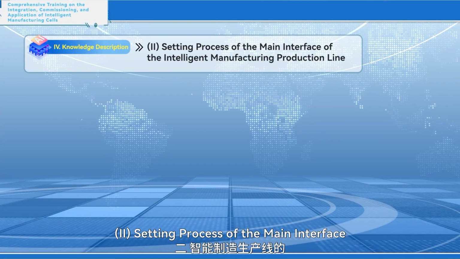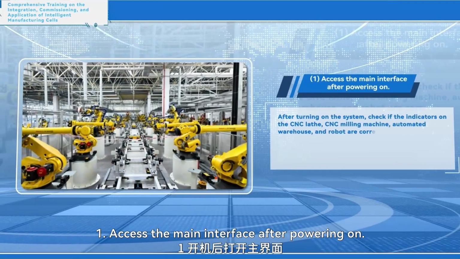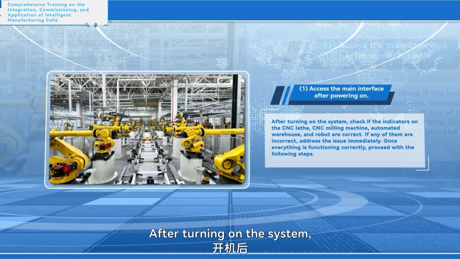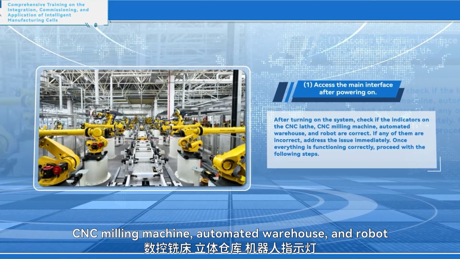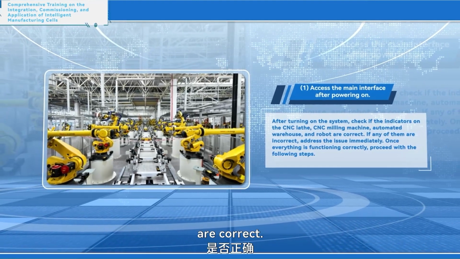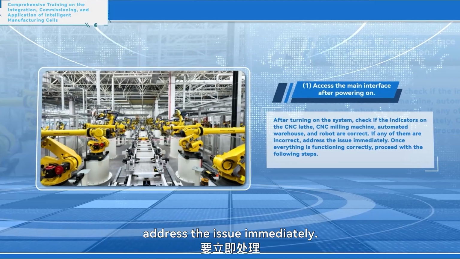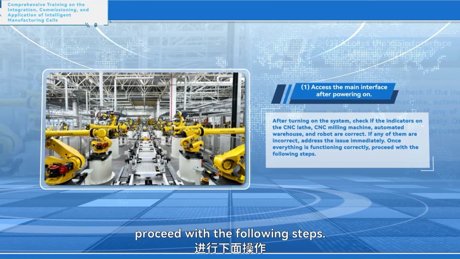2. Setting process of the main interface of the intelligent manufacturing production line. 1. Access the main interface after powering on. After turning on the system, check if the indicators on the CNC lathe, CNC milling machine, automated warehouse, and robot are correct. If any of them are incorrect, address the issue immediately. Once everything is functioning correctly, proceed with the following steps.